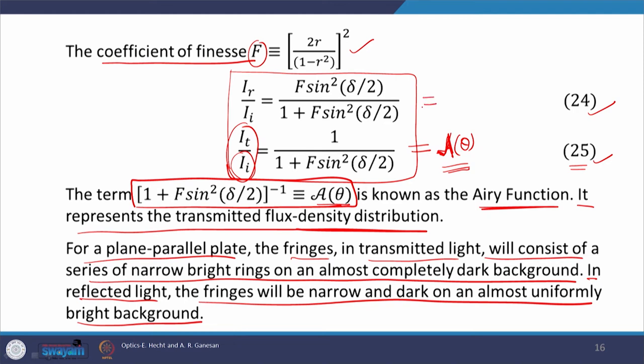24, if you see it closely, is 1 minus italic A theta. Now, A theta is 1 by 1 plus F sin square theta, then 1 minus A theta would be equation number 24. It means if I plot italic A theta and 1 minus italic A theta, then this will give us the transmitted and reflected irradiance distribution. Okay, let us plot them.